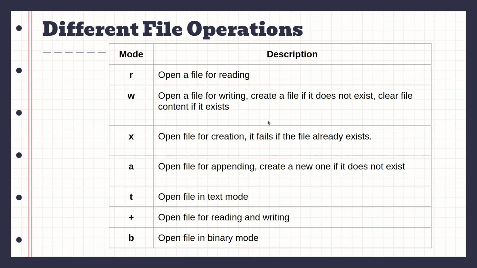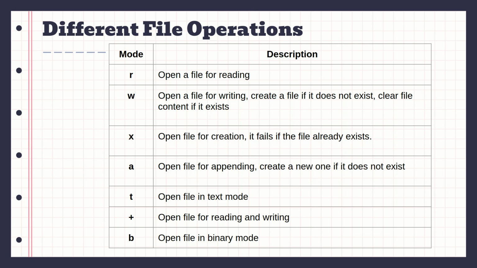On my left-hand side are the modes, and on my right-hand side are the descriptions of what those modes do. The r mode opens a file for reading. The w mode opens a file for writing, creates the file if it does not exist, and clears the file if it already exists. Clearing the file means deleting everything inside of the file and rewriting the whole file from scratch. The x mode opens a file for creation. It fails if the file already exists.